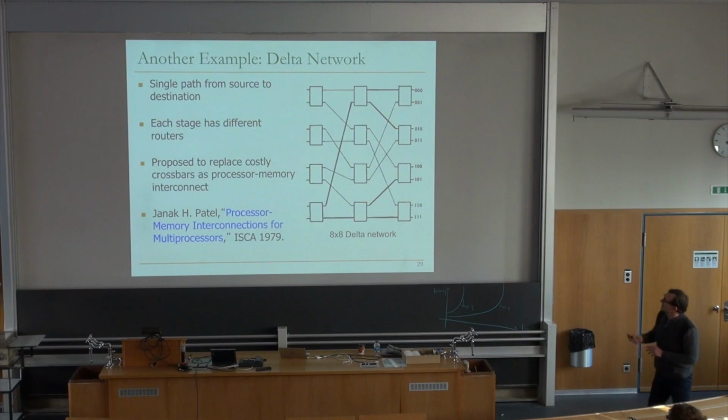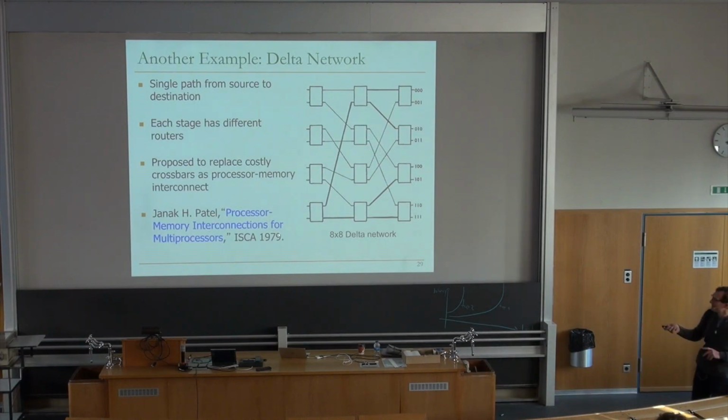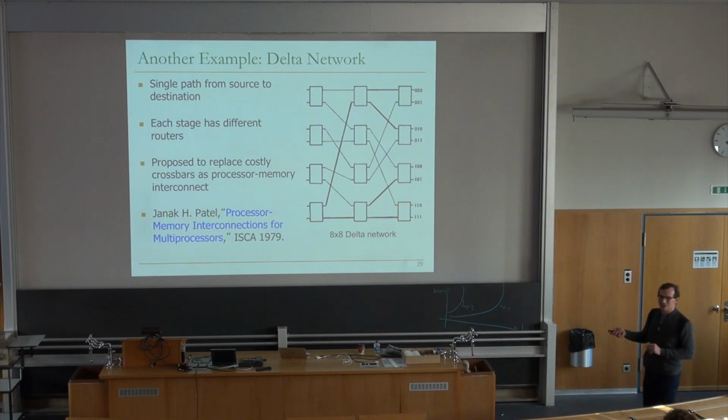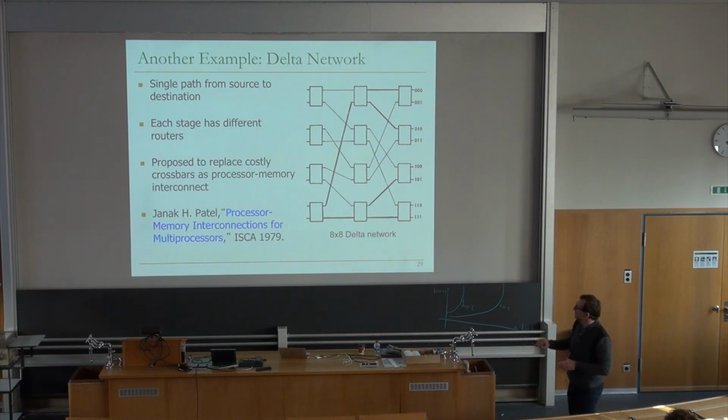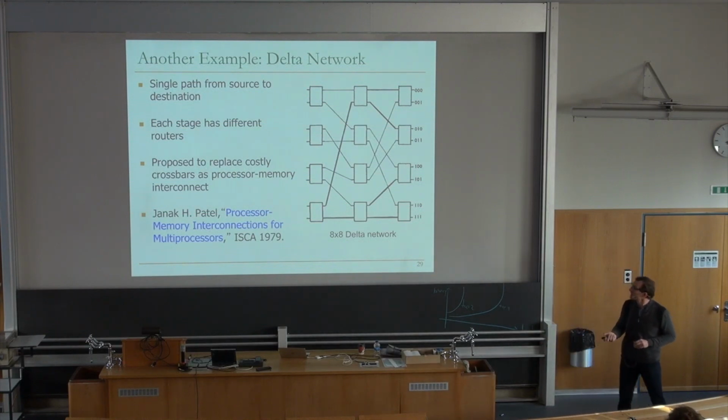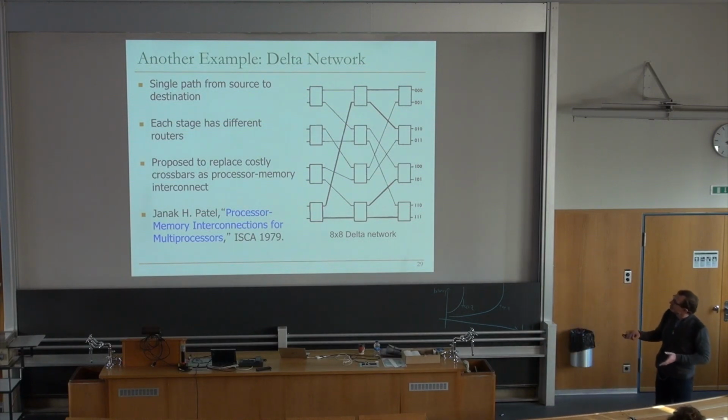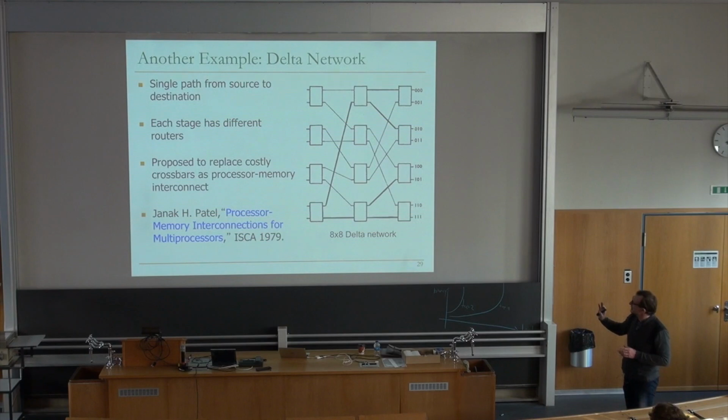Okay, so let's take a look at another example. This is another example over here, Delta Network. This is actually a very nice paper. I didn't assign it, but it's a relatively old paper that introduced this particular network. As you can see, it's ISCA 1979. I'm not going to go through the analysis of these networks, but if you look at these papers, they analyze the cost and latency and so on.